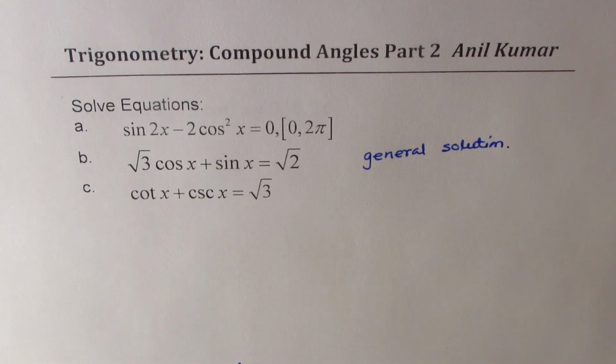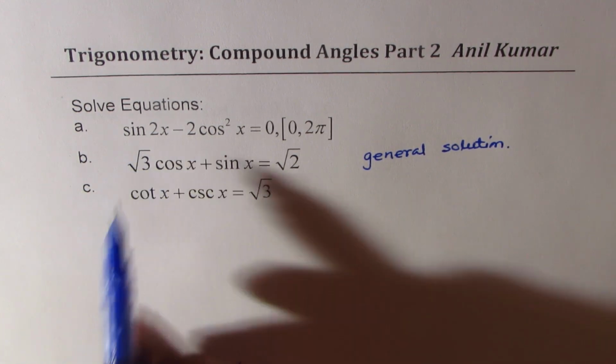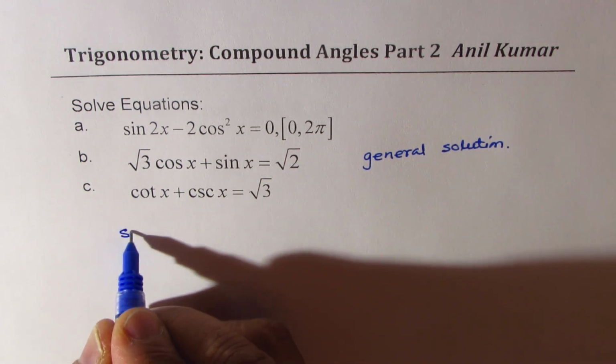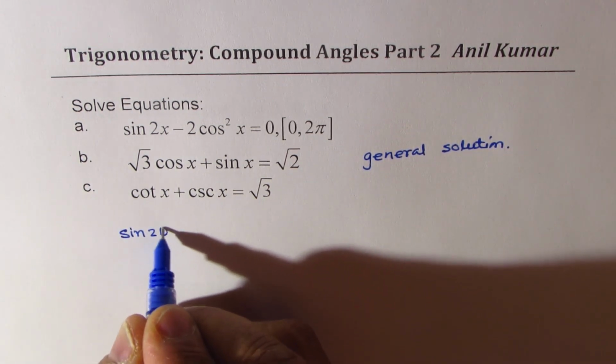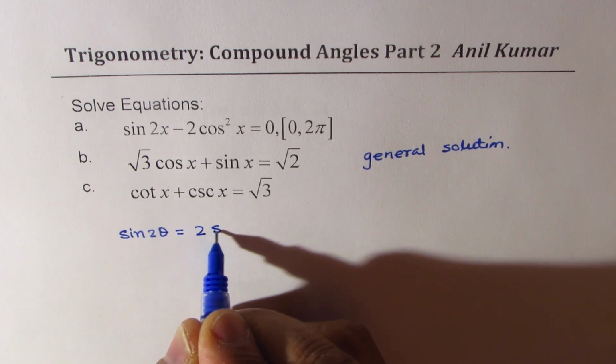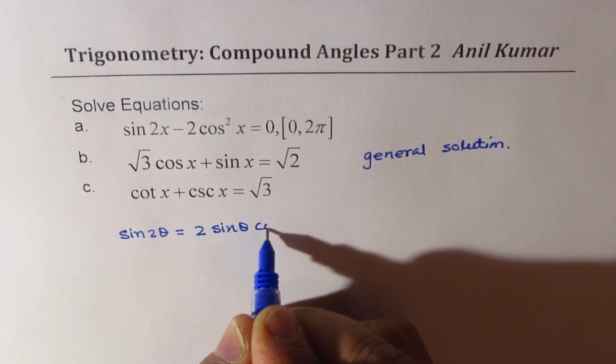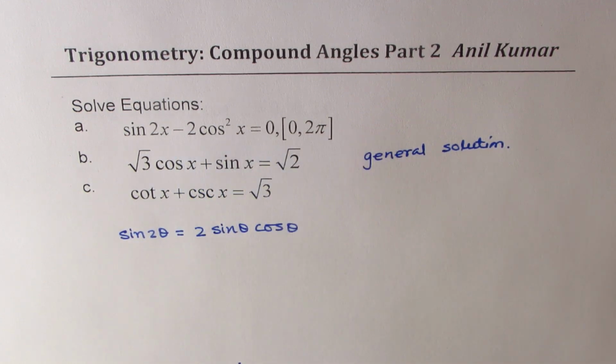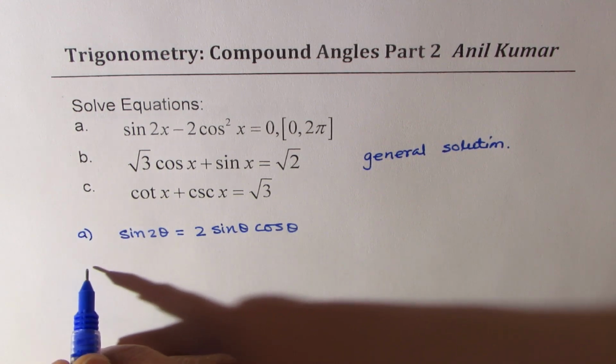Now, we'll solve them separately, but let's look into some formulas involved. When we have sin 2x, remember the formula sin 2 theta equals 2 sin theta cos theta. Once you apply this formula, you can factor and solve the equation very easily. So that is the hint for A.